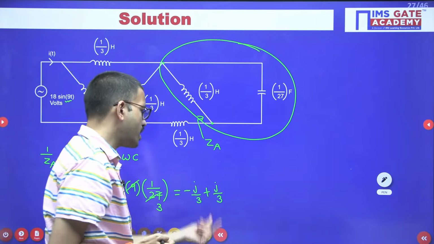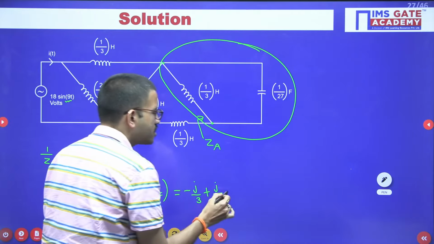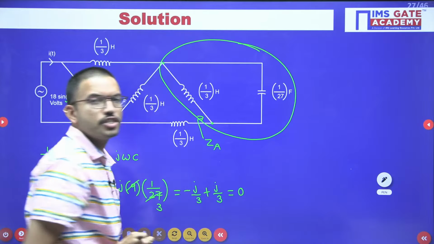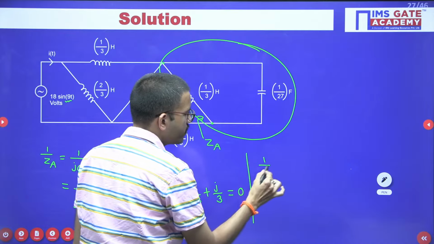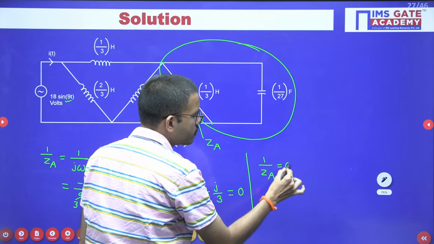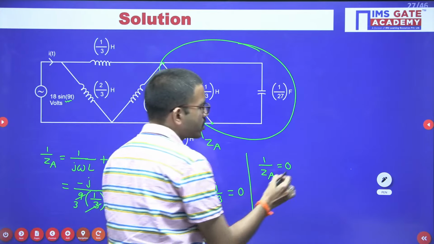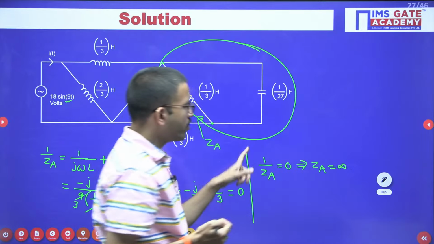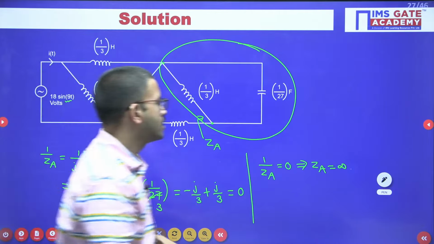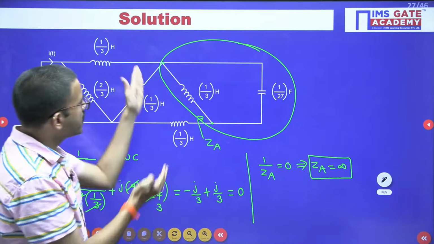Both have the same magnitude, but opposite polarities, right? One is plus, another one is minus. So the resultant value you are going to get is 0. So on the left hand side we are having 1 by ZA, and this value we got 0. So if 1 by ZA is 0, that means ZA will be what? ZA will be infinite. Yes or no? 1 by infinite is nothing but 0. Correct? So you are getting the impedance to the right of these 2 points. This entire network impedance you got infinite.